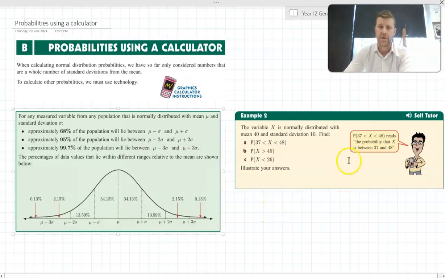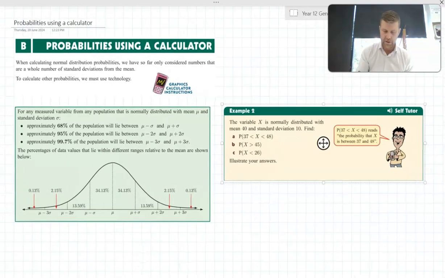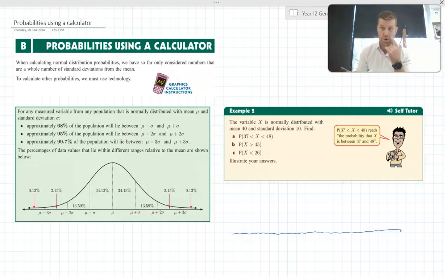Let's jump straight into the example here where the variable x is normally distributed with a mean of 40 and a standard deviation of 10. So I'm actually going to draw that really briefly. I'm just going to sketch that graph just so that we can see it visually a little bit. Apologies for this, I'm a bit wobbly at the moment. For some reason, my straight line's not working on OneNote.